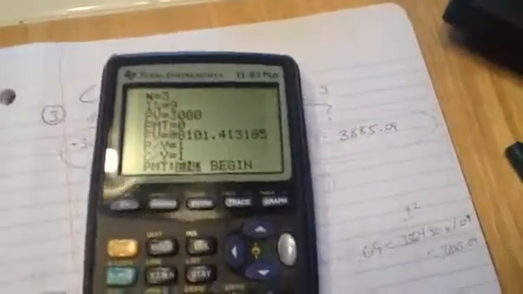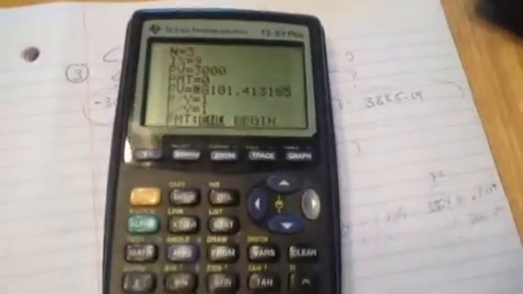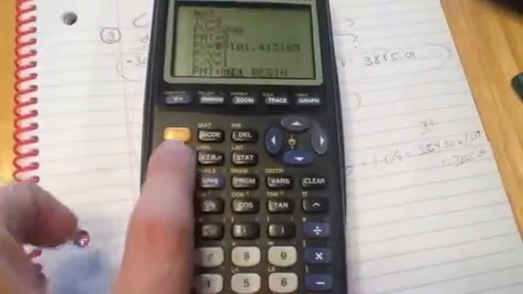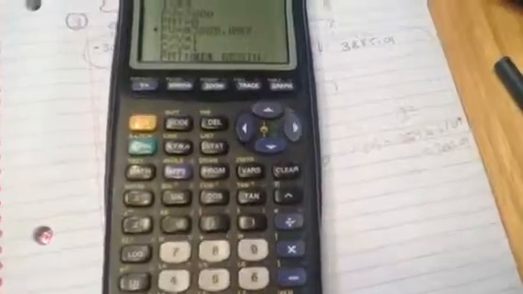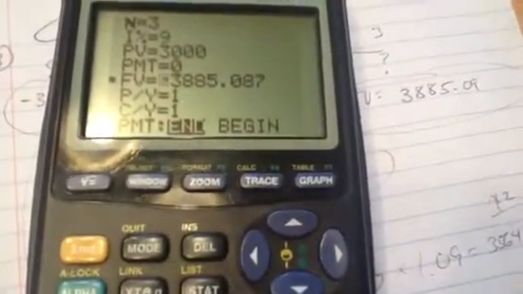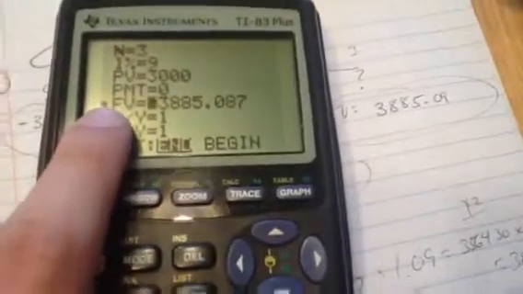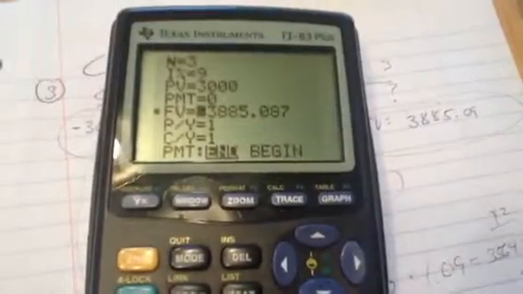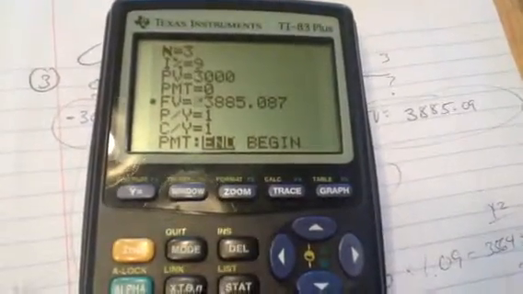The hard part when you're doing these is to first remember you can't just hit enter. You have to hit the alpha key and then the enter key. Above the enter key it says solve right there in green. So now that I'm ready to solve for FV, I hit alpha, enter, and there's the 3885.09 again. It puts a little dot here next to it. The dot is the calculator's way of saying, hey, you solved for me. This wasn't an input, you solved for me.